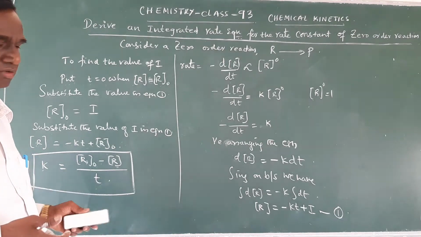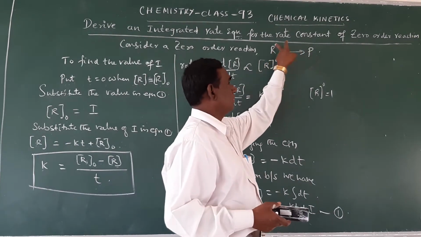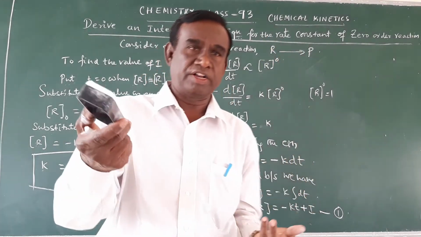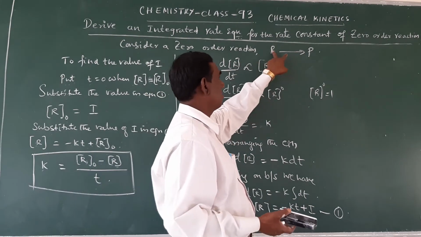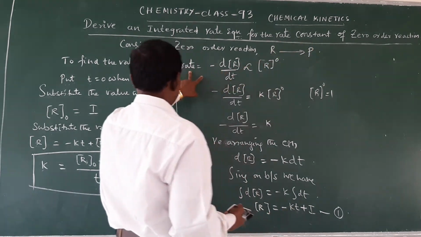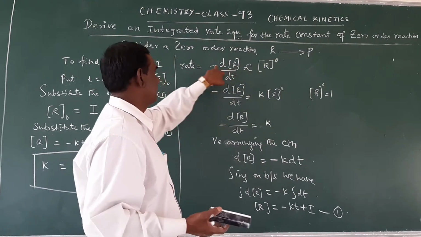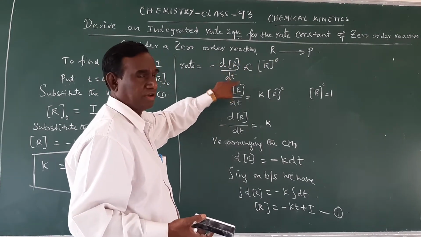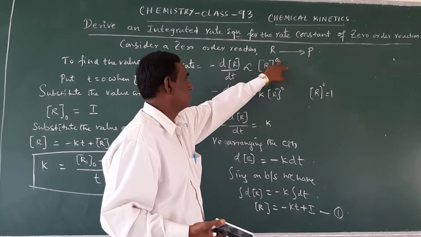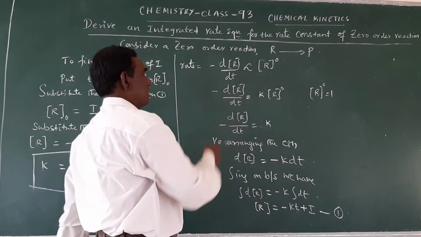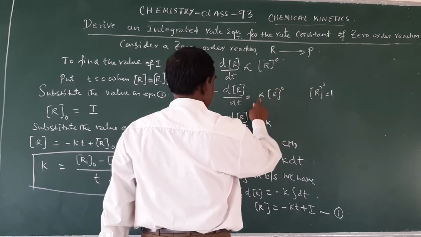Once again, I am going to explain here. Consider a zero order reaction, R tends to products, where R is the reactant. So let me take R as the reactant itself. Here R tends to products. Therefore the rate is dx by dt, but here for the reactant it is minus dR divided by dt. For a zero order reaction, minus dR by dt is directly equal to k into concentration of R naught. Therefore, minus dR divided by dt is equal to k into R naught.